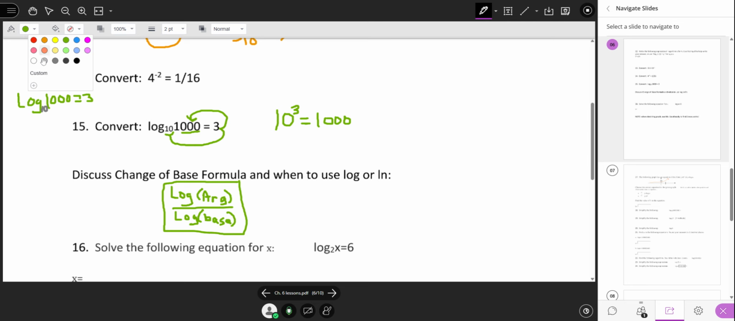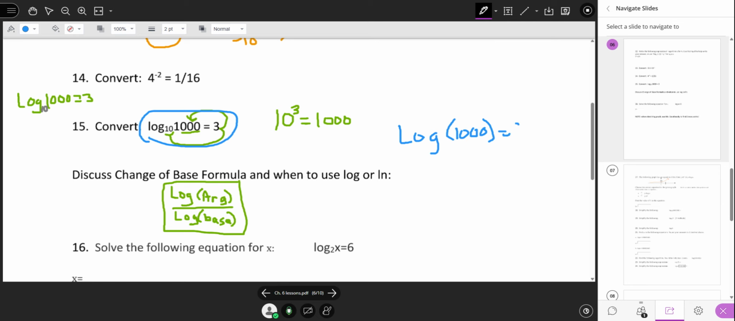So, like this problem right here, I could have just put log 1000, and it would have given me 3, because by default in our calculators, the base is 10. But if we have any other base, it will not give us the correct answer.